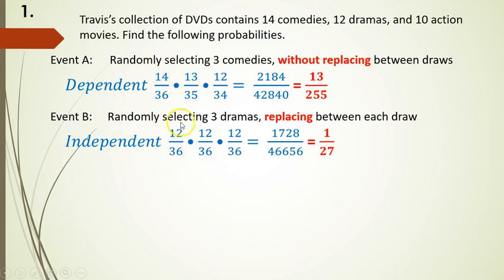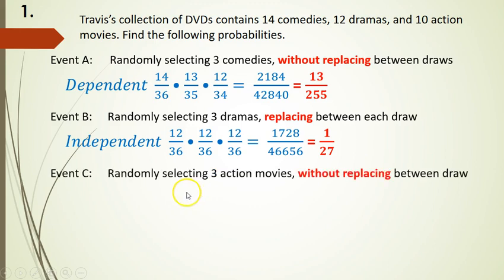Remember, when you have and statements, we're multiplying, guys, okay? When we have or statements, we're going to add and subtract the overlap. Part C says randomly selecting 3 action movies without replacing. Those words tell us whether it's dependent or independent. Is our number going to stay the same throughout the whole problem, or are they going to change? Without replacing means that this is dependent because we're keeping some things out. We didn't put them back, right?